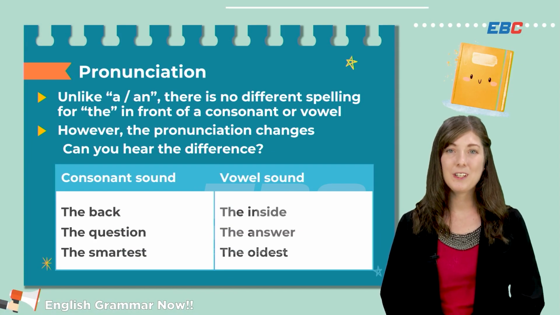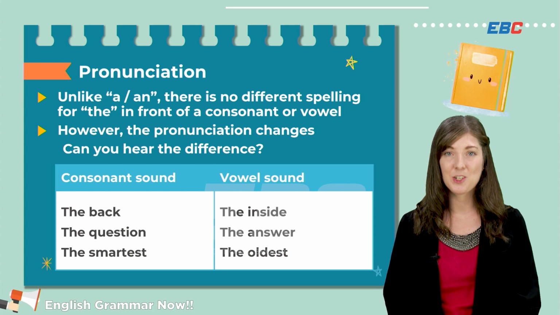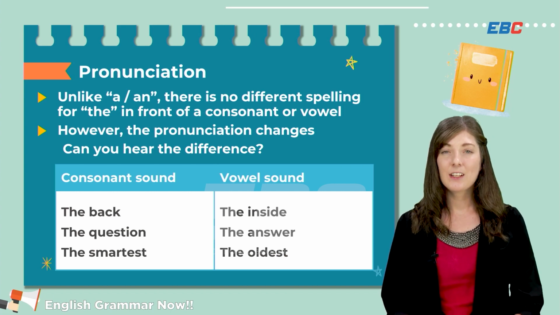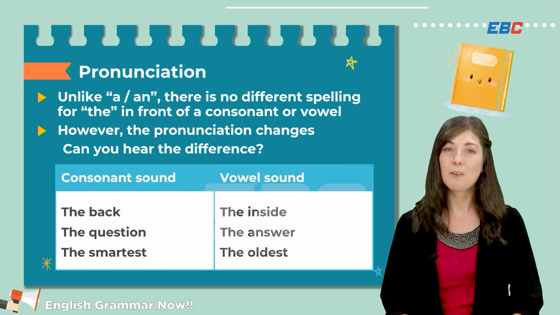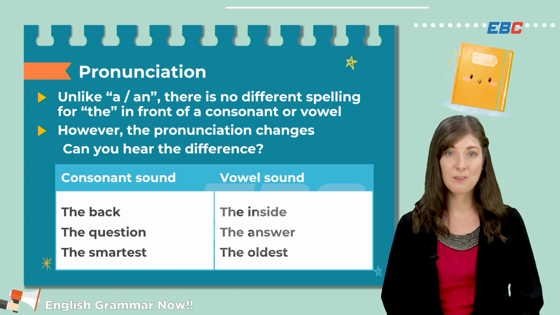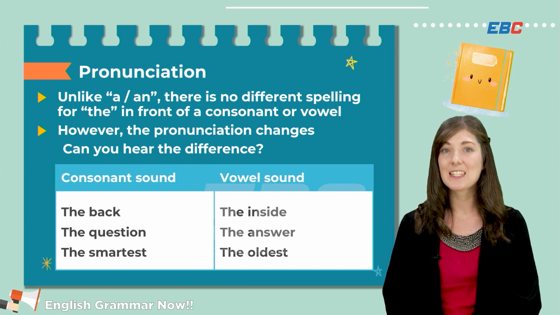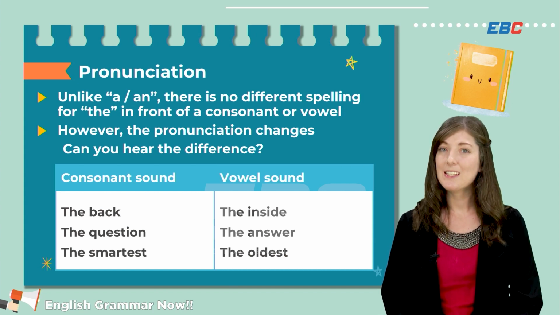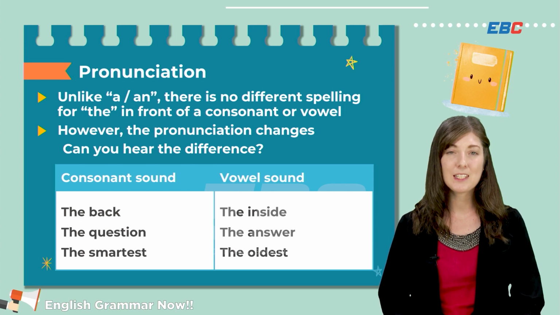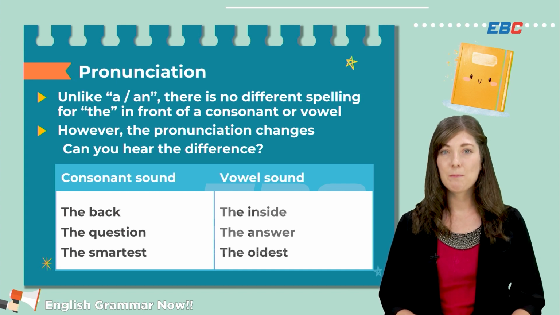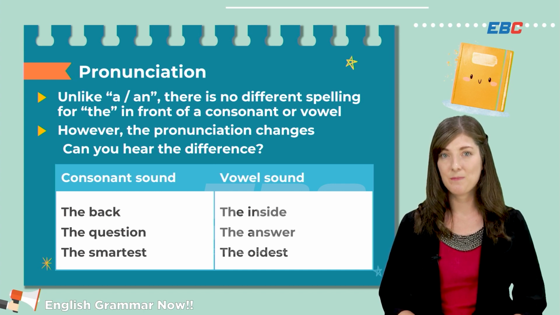One more thing we need to talk about is pronunciation. We learned that a and an connect with nouns that start with vowel sounds or consonant sounds. Luckily, the doesn't have any changes in spelling. However, it does have a small pronunciation change. See if you can hear the difference. First of all, with nouns beginning with a consonant sound.